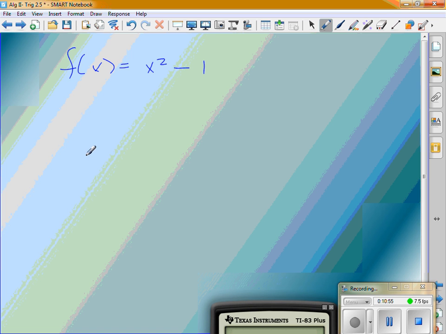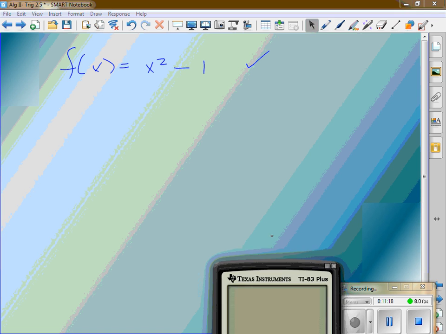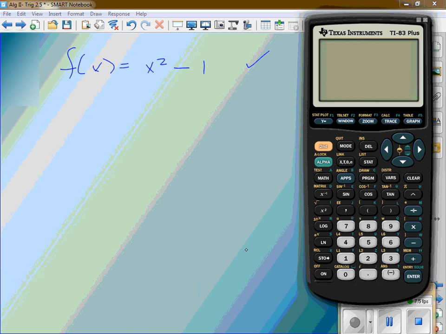Here's another one. I have the function f of x equals x squared minus 1. As of right now, you don't know how to solve for the inverse. Do you know how to get rid of that x squared? No. So we have a problem. I can find out if the inverse is a function or not. I can take my calculators, turn them on, hit y equals.